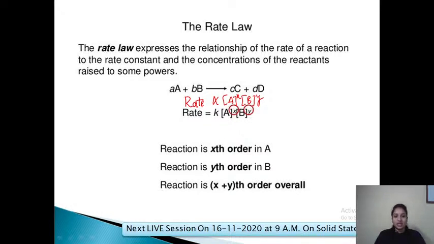Now what is this value x and y? These x and y, they will usually tell us the order of the reaction. Now what is order of the reaction? We'll see it in detail. So here we say A is xth order, while B is yth order of the reaction. Therefore, how can we say order of any reaction? Order of the reaction is sum of the powers. Simply, sum of the powers is known as order of any particular reaction.